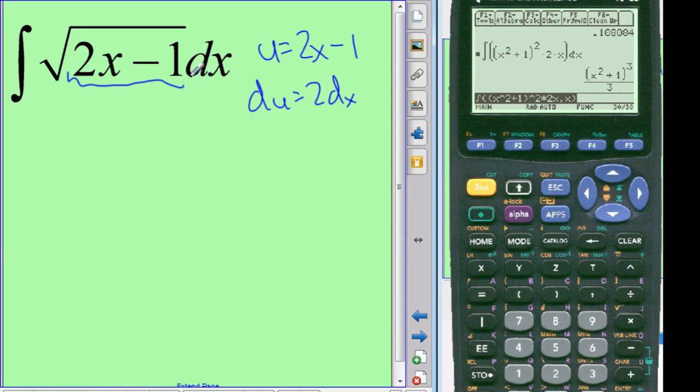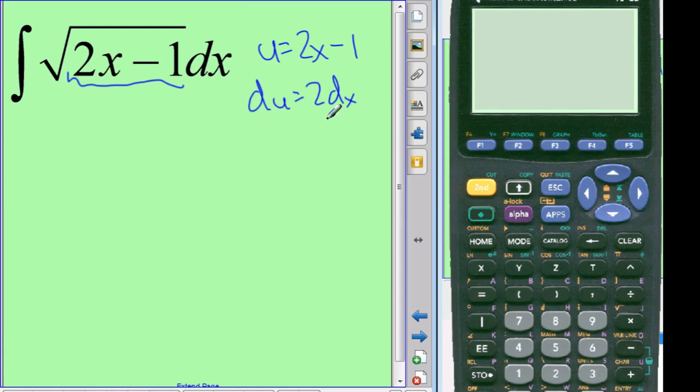Then you're like, wait a minute, I don't have a 2 dx here. But what if, when you have just a number, a coefficient like this, we can actually rearrange this? I'm going to divide both sides by 2. And so your answer is, let's call this 1/2 du equals dx.